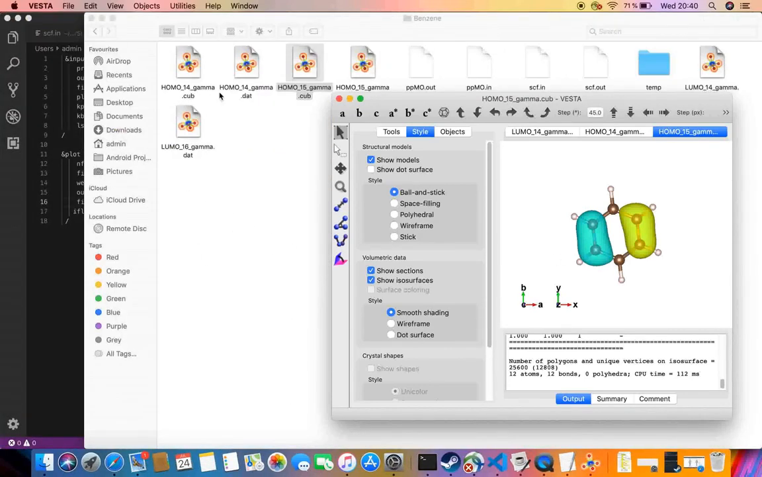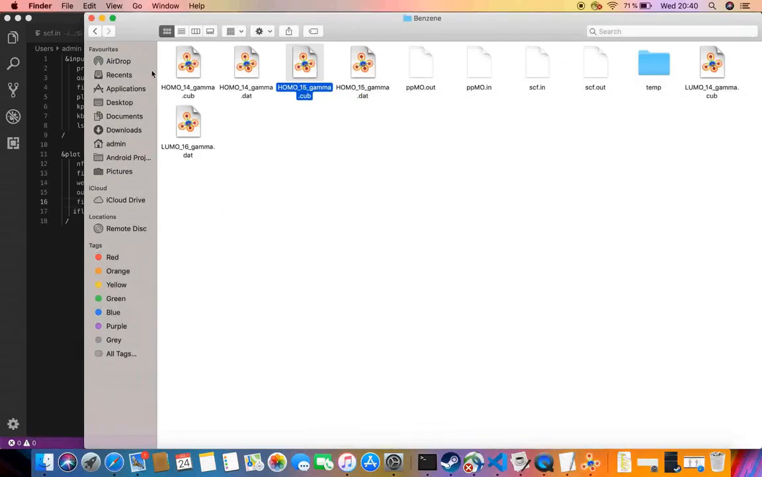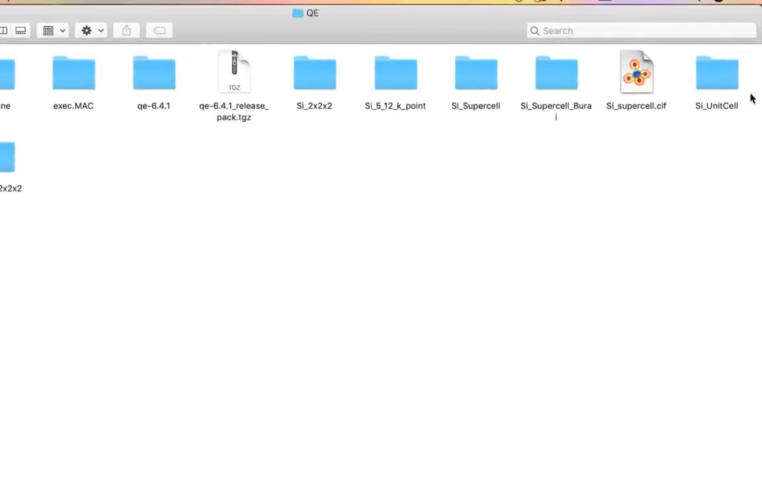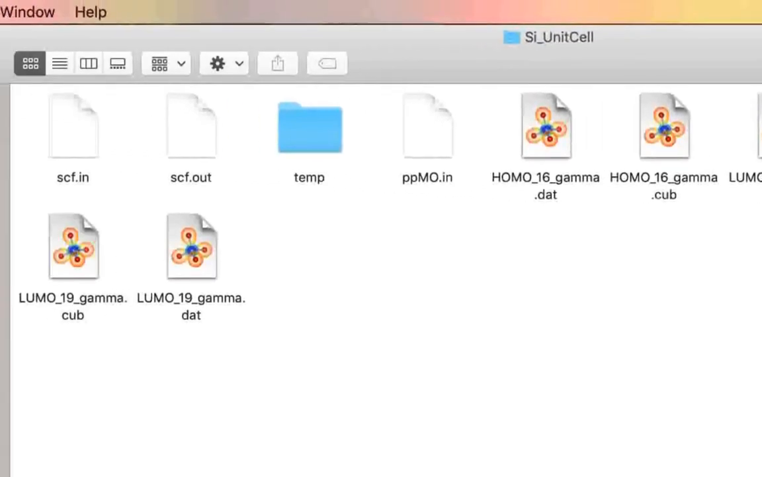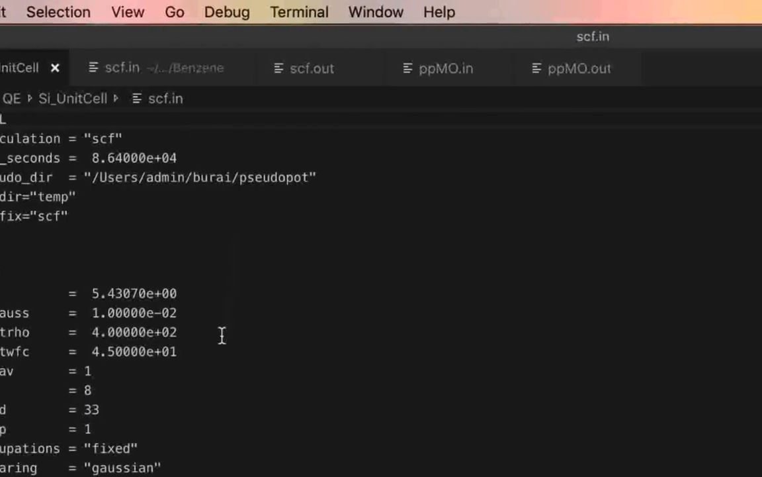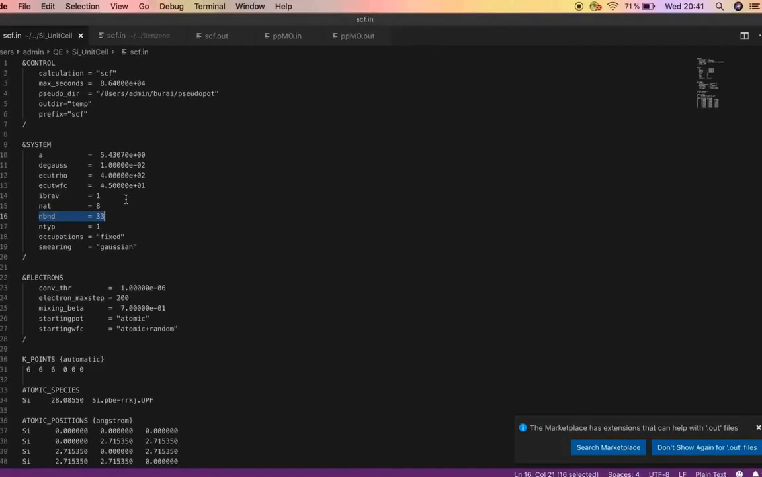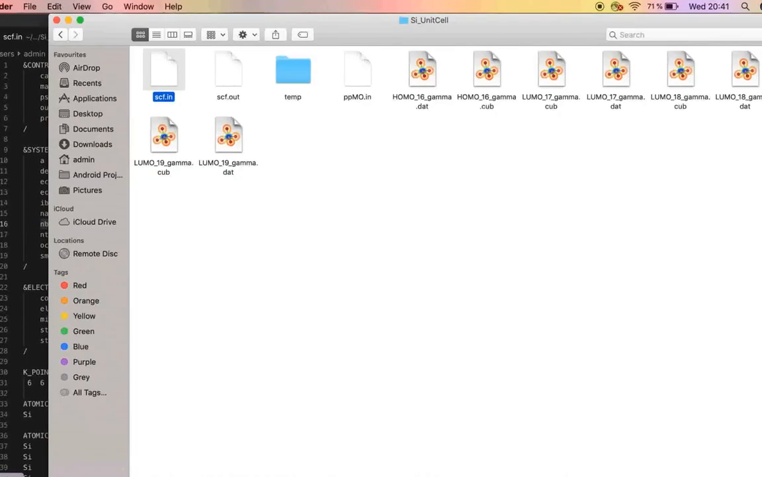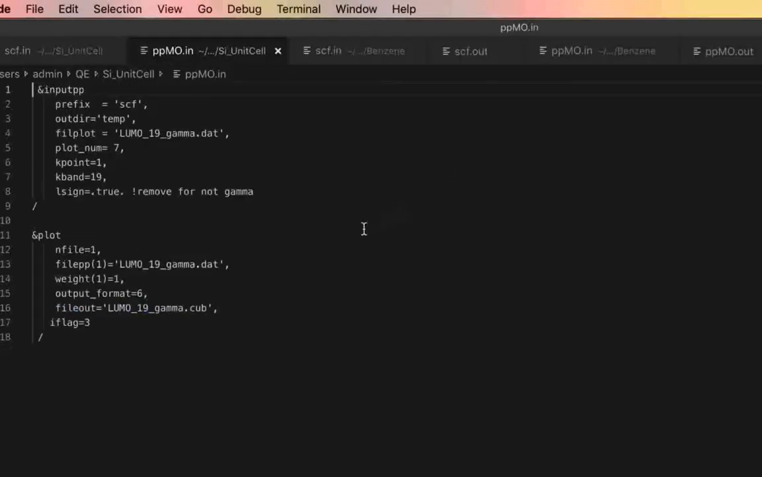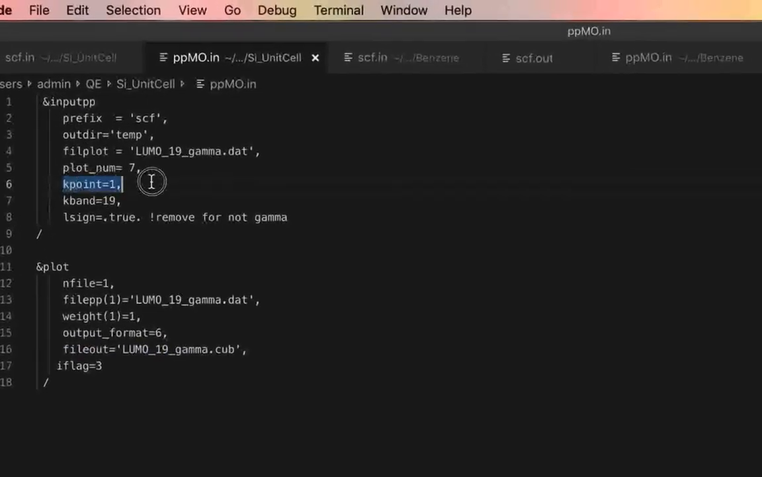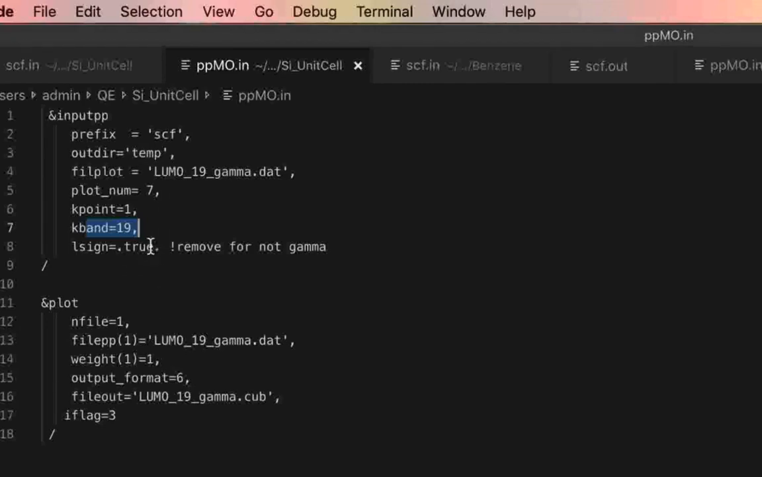And similarly for silicon, I used the input file. So here's the silicon unit cell generated. The input file is generated using BRAI, and it's pretty standard. Then you go ahead and specify nbnd large enough so that it also calculates the energy values for the unoccupied orbitals. Then you run the pp.x utility and specify the k point number as well as the band number, which will specify the molecular orbital essentially.